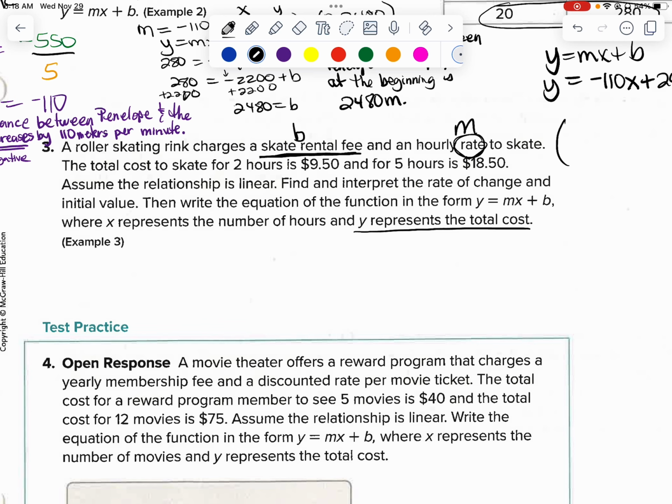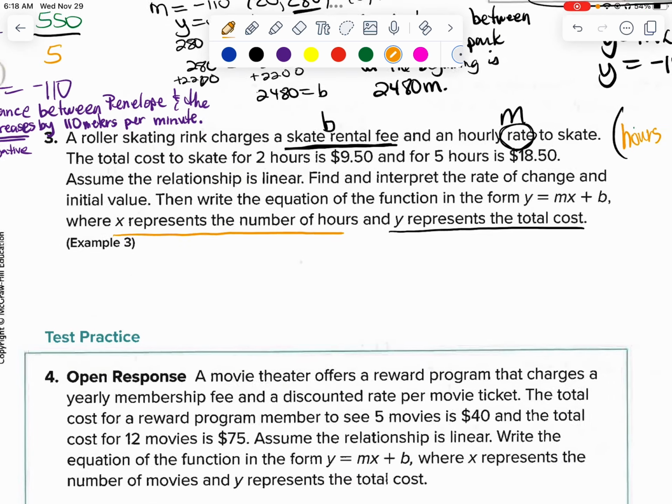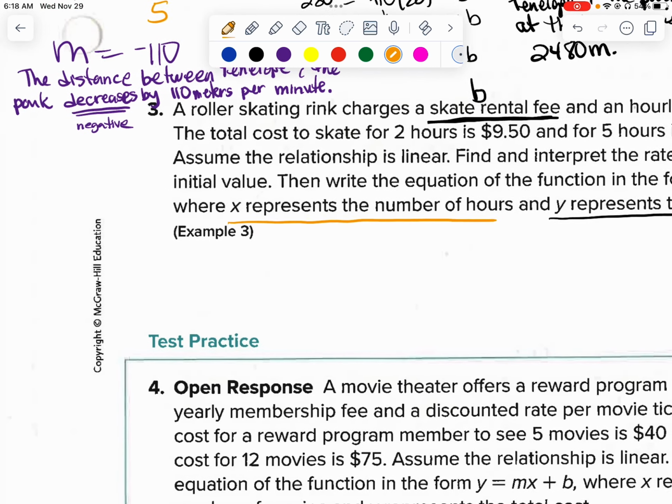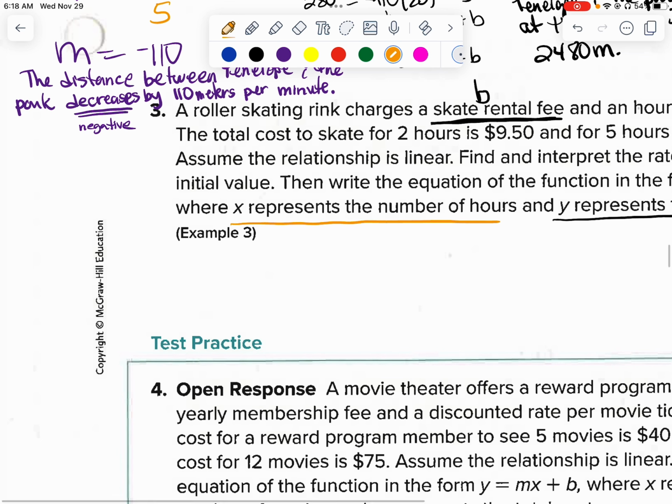So that means this is the cost in dollars. Oops, I did not do that. I really did not do that. Cost in dollars. That's my y value. It says my x value is the number of hours. So I'm going to make 2 points right now, and I want to make them way over here to have space.